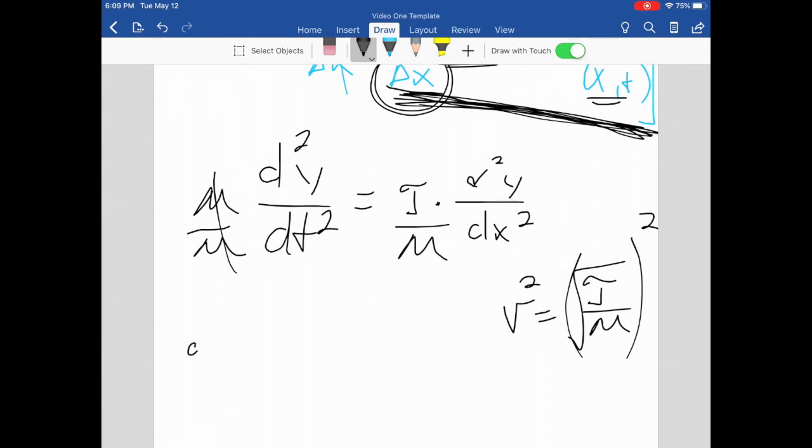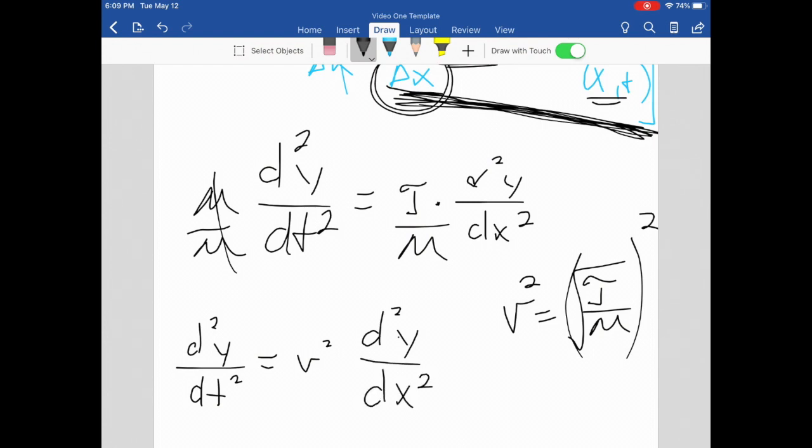So then our new expression for the wave equation becomes d squared y over dt squared is equal to v squared times d squared y over dx squared. And thus, we have derived the classical wave equation for the wave on a string.